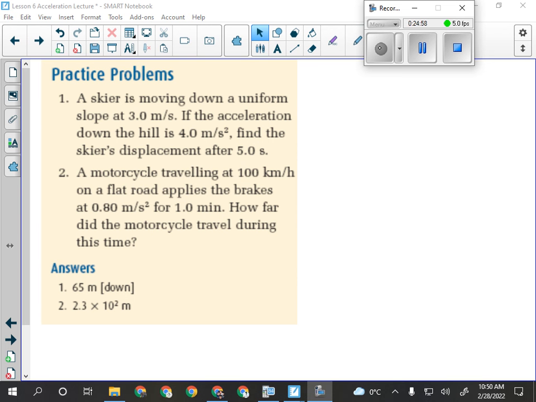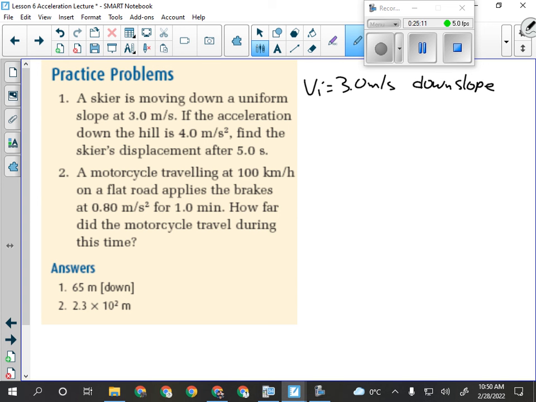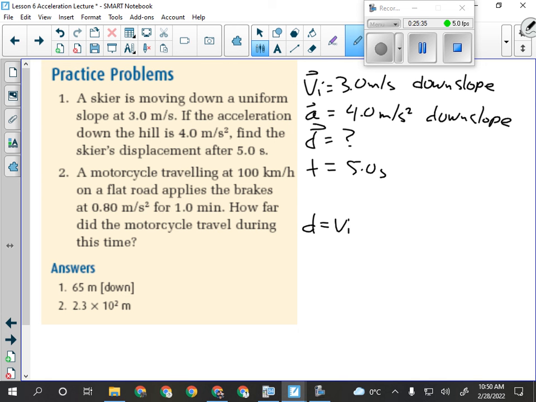So on number one, we've got this skier moving down a uniform slope at 3 meters per second. So VI is 3.0 meters per second down slope. The acceleration down the slope, or down the hill, is 4 meters per second squared. Again, down slope. Important to know that those two are in the same direction. Find the skier's displacement after 5 seconds. So it's just a matter of plugging in directly. We don't have to manipulate for that one.